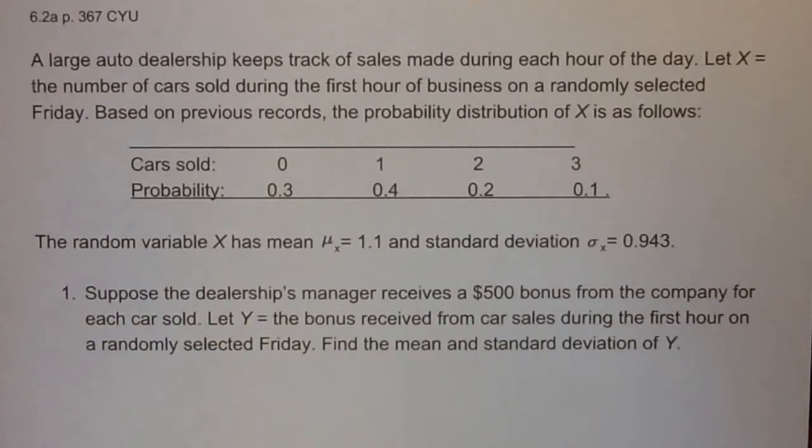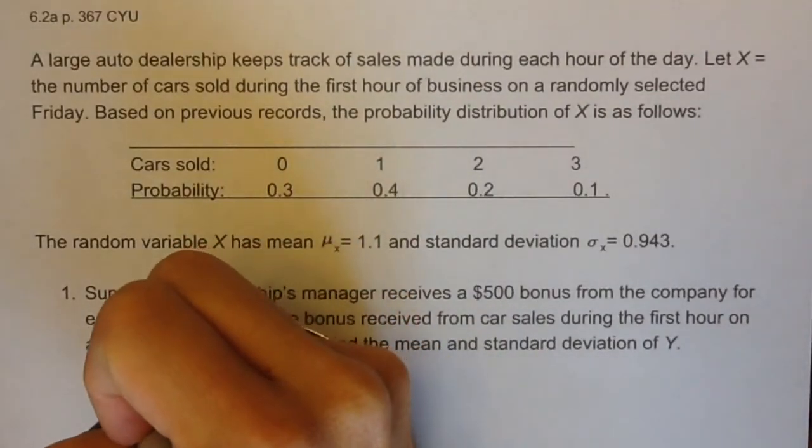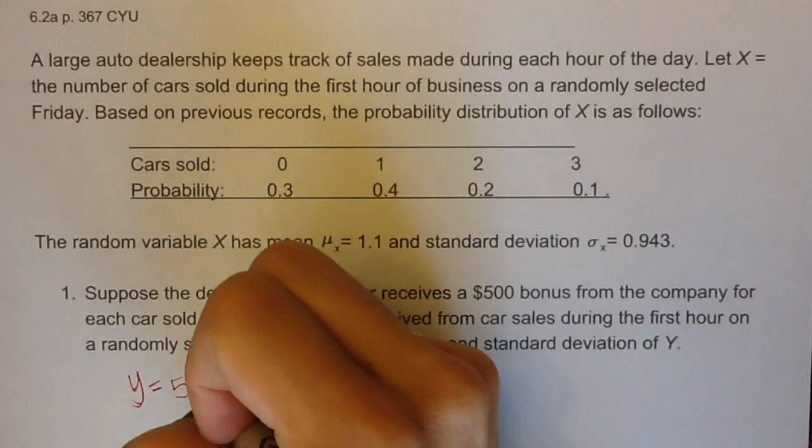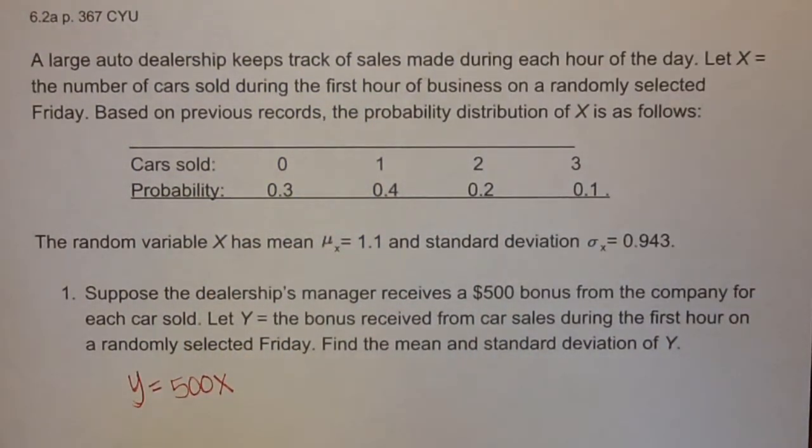Suppose a dealership's manager receives a $500 bonus from the company for each car sold. Let Y equal the bonus received from car sales during the first hour on a randomly selected Friday. Find the mean and standard deviation of Y. So we are going to start by defining Y. Y is going to be equal to the $500 bonus times X, because everything would be getting multiplied by 500. If Y equals 500 times X, that's telling us how our variable X is being transformed.